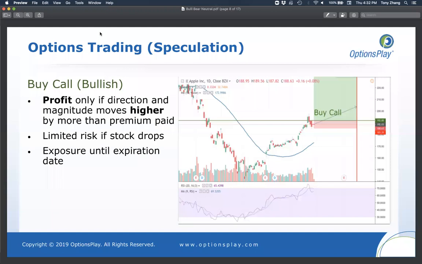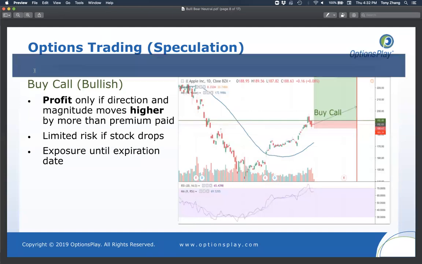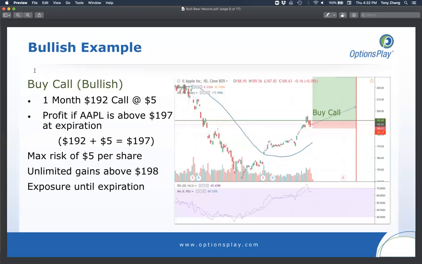So unlike a stock where you can maintain exposure for as long as you want, when you buy a call option, it's only good until the actual expiration date. So I think the best way to really understand this is looking at an example.